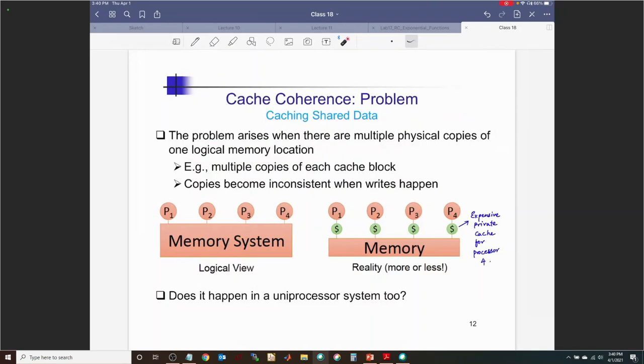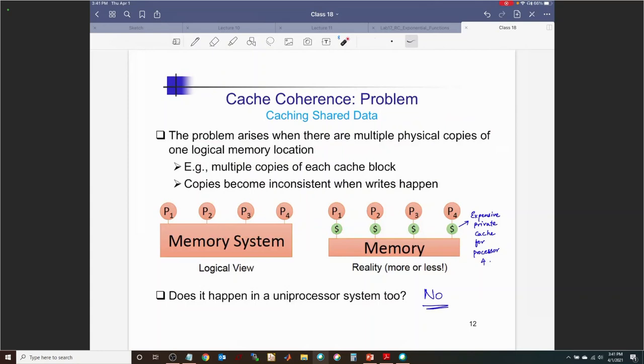Is it going to exist in a uniprocessor system when there is only one processor? There's only one processor, one cache, one memory. Right? So the answer over there is no. The problem becomes real when you have multiple processors with multiple caches.